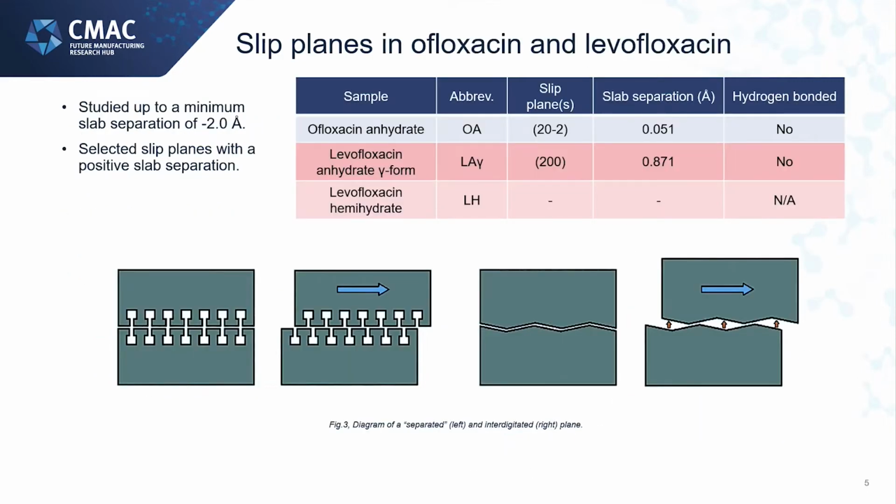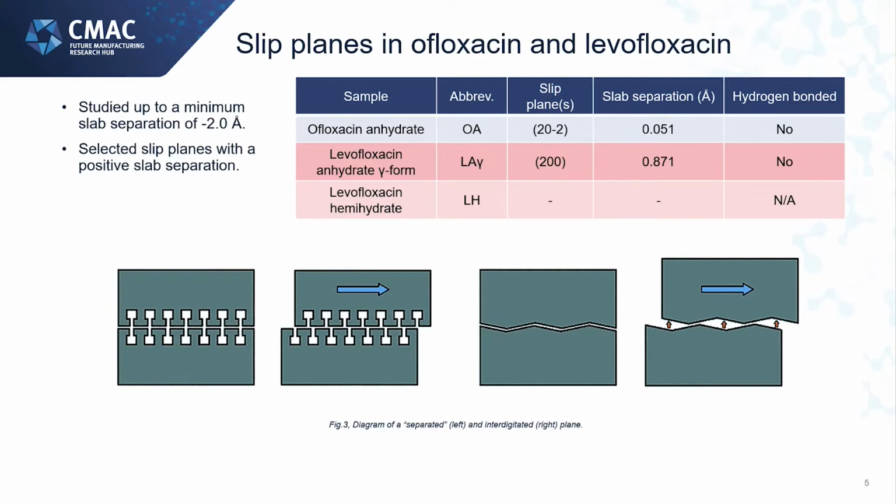So for the slip planes in ofloxacin and levofloxacin, we studied all of the plausible ones that would go down to a slab separation of minus 2.0 angstroms. I know the idea of a negative slab separation might sound a bit confusing, but this just means that the slips are interdigitated. It's as if I was interlocking my fingers like this in a hand.